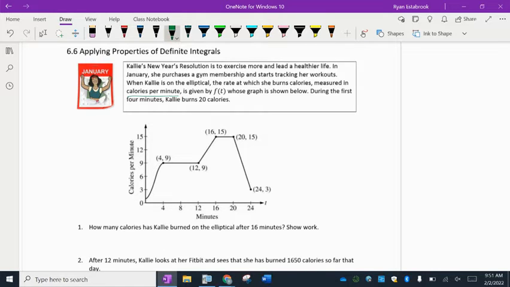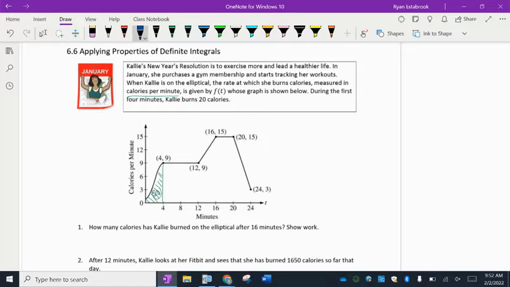During the first 4 minutes, Callie burns 20 calories. So as we look at the graph, during the first 4 minutes, she burned 20 calories. Can you shade that in on the graph that you have? The reason we're given that specific information is because that part of the graph is not linear. If I were to look at that part, I'd have no idea what equation that came from. I wouldn't have a way geometrically to find that area. So they're saying that during these first 4 minutes, she burns 20 calories.